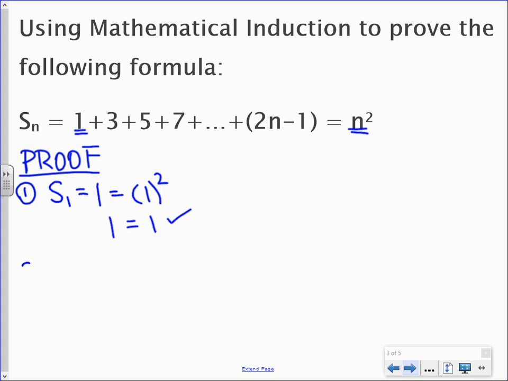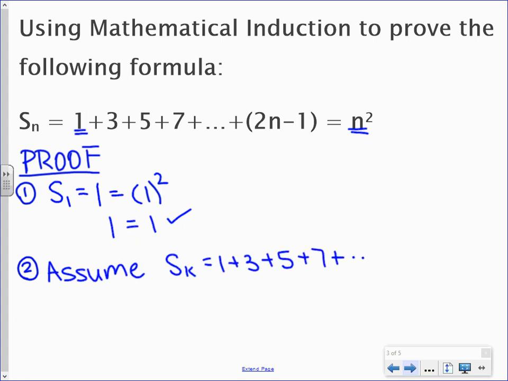Then our second step, we're going to choose any sum k. So we need to assume that S sub k equals 1 plus 3 plus 5 plus 7 plus all the way to 2k minus 1, and we want to assume that that equals k squared.